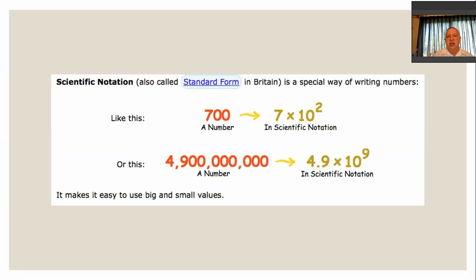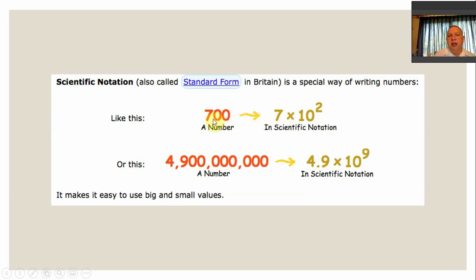So scientific notation, also called standard form, is a special way of writing numbers. What I would like to do is to write a number as a multiple of a power of 10, and then store or maintain the significant digits. Here the significant digit is 7. And the other two, the zeros, are just powers of 10.